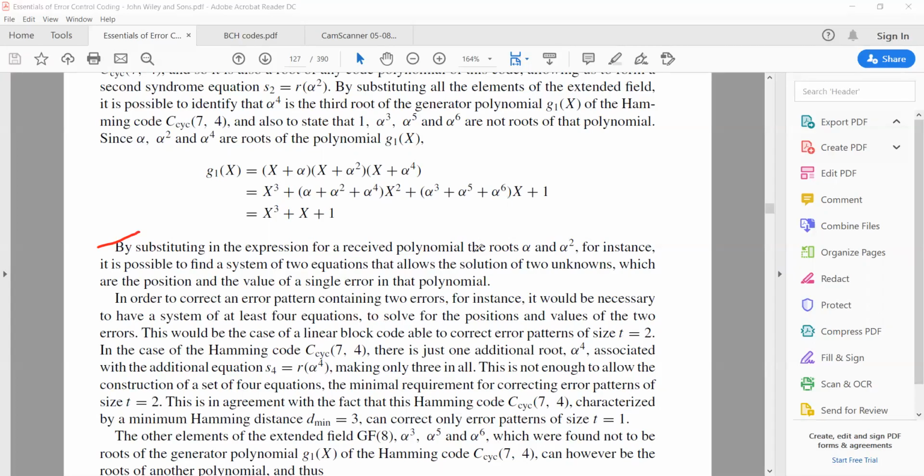Error free or with error is to just replace those known roots in the received code polynomial, and those roots make the received code polynomial 0. So we can come to the conclusion that the received code polynomial is error free.